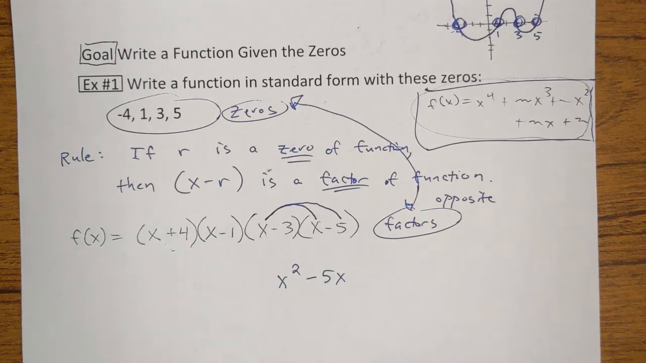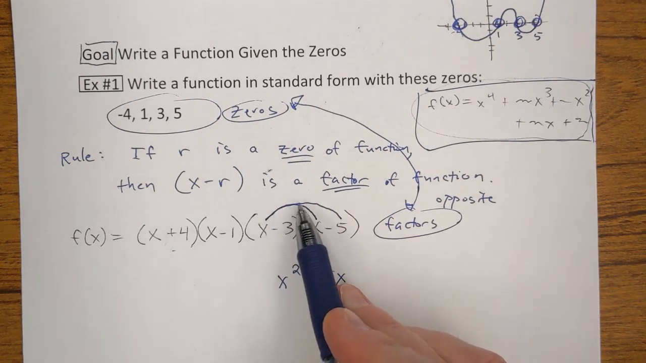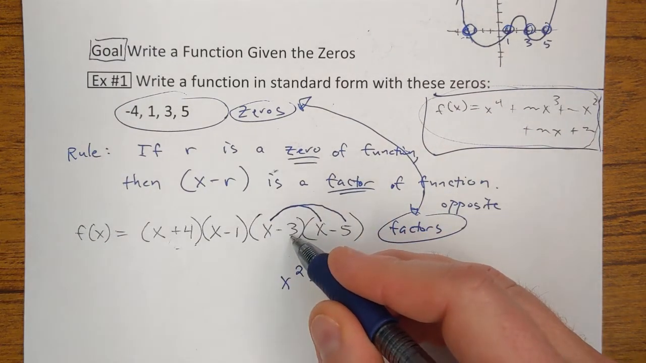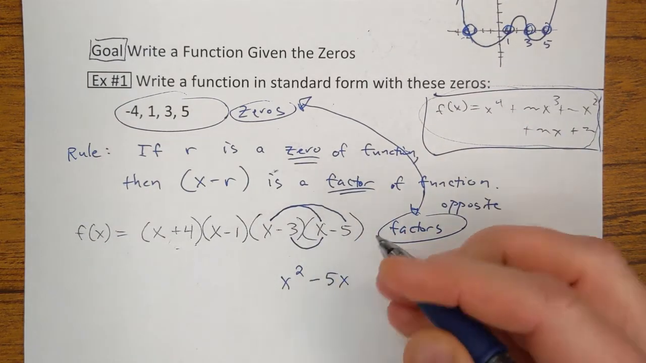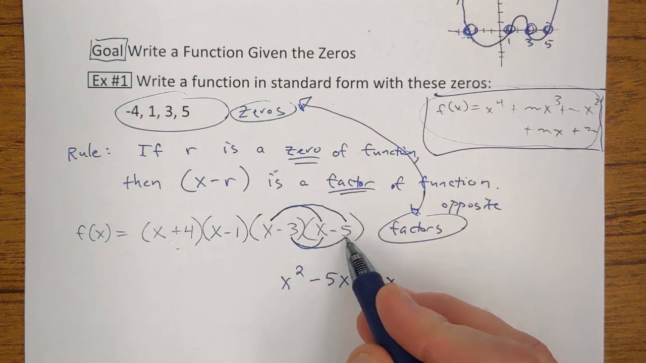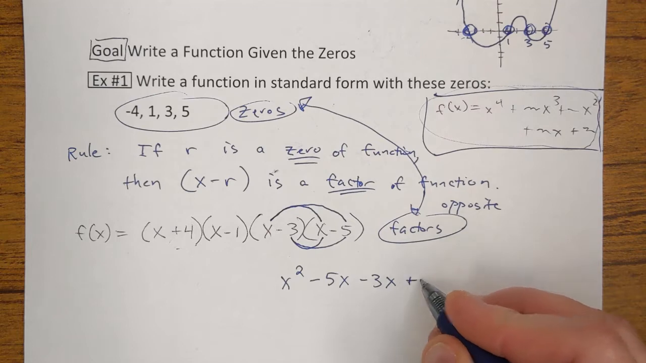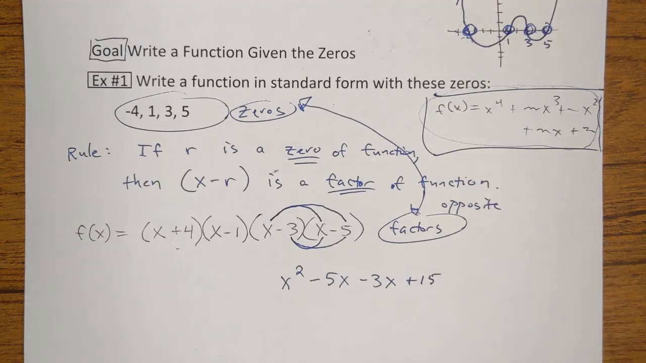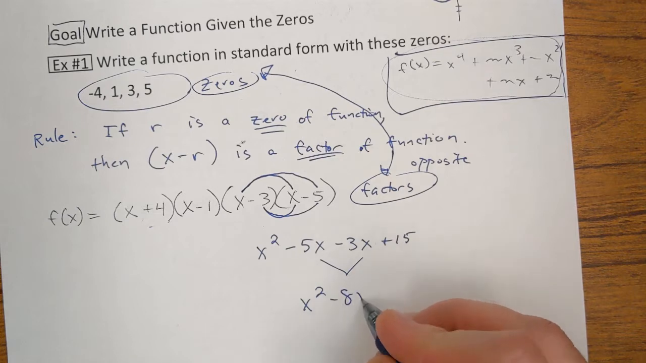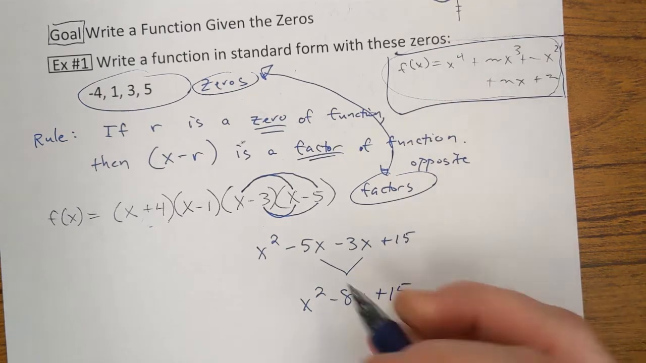So I distributed this x into the parentheses next to it. Now I'm going to do the same with this minus 3. I'm going to take minus 3 times x and minus 3 times negative 5. Two negatives make a positive. And when I combine like terms, I'm left with x squared minus 8x plus 15.